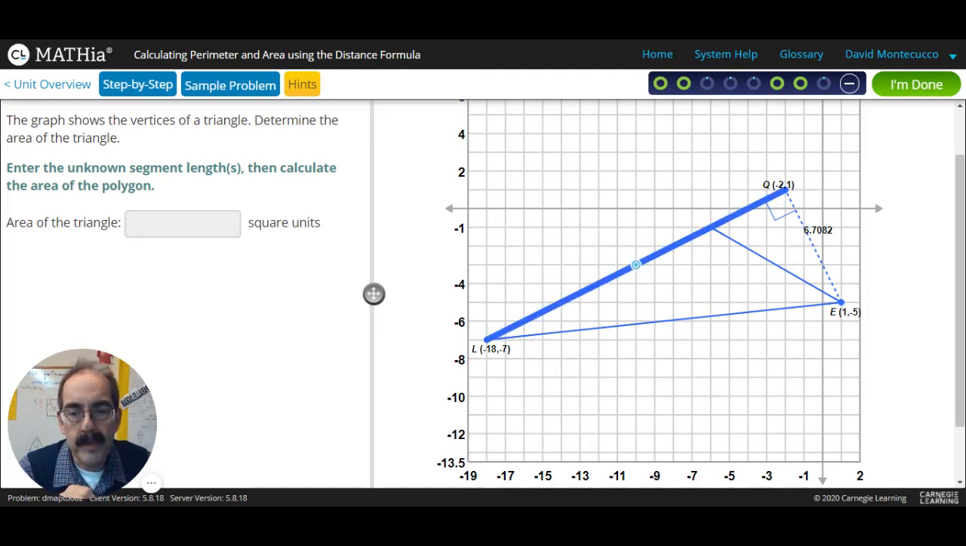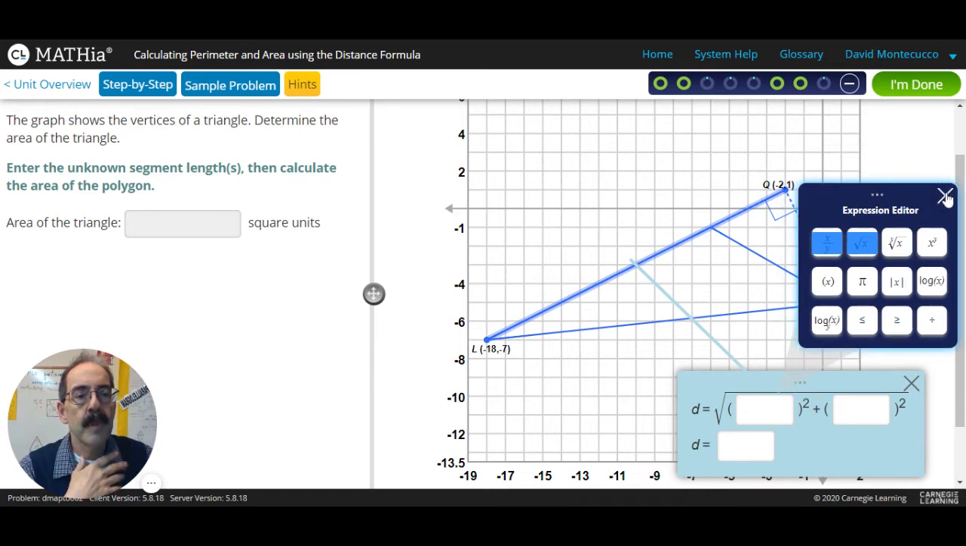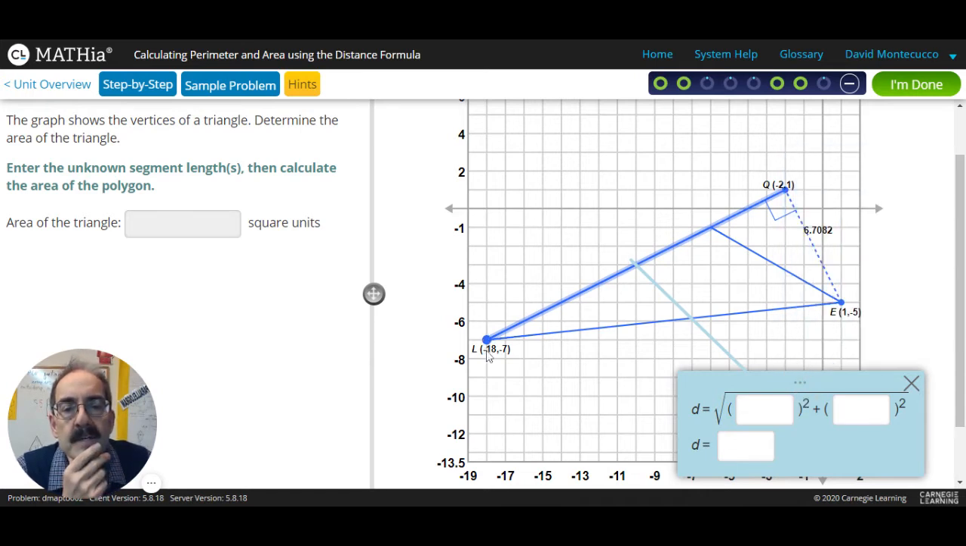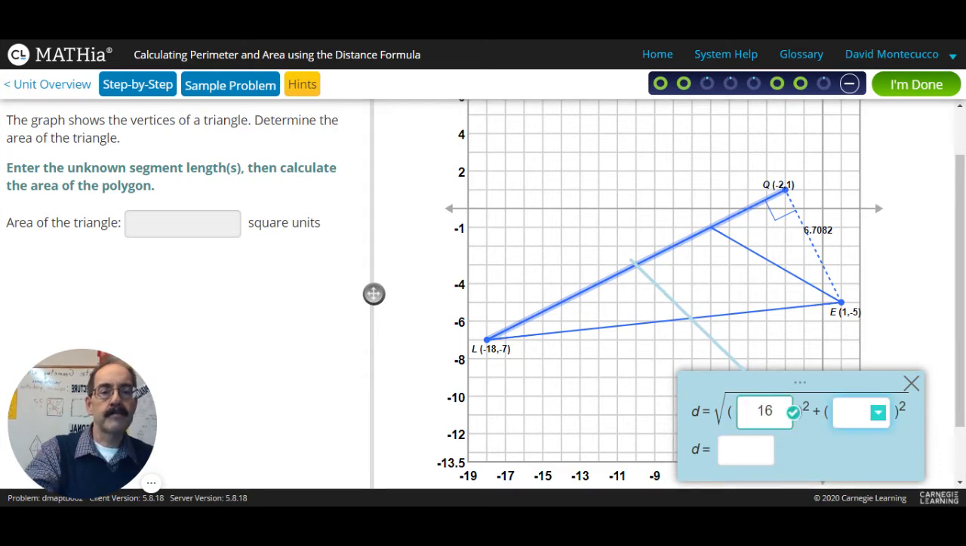length times width, base times height. So now we're going to do this one. And if we look at the, count this from 18 to 2 is 16 units. So 16 squared. Check it.